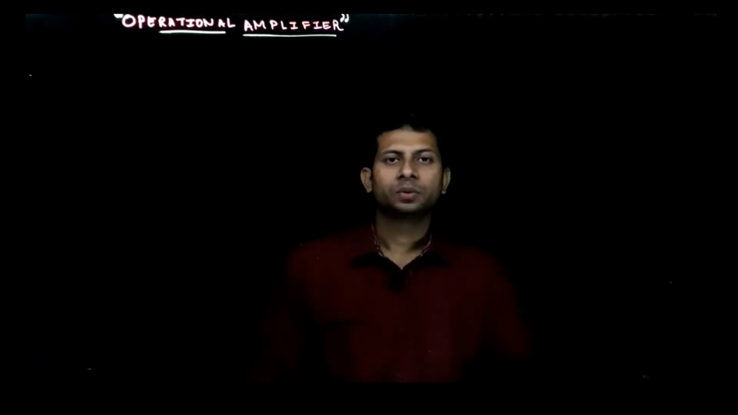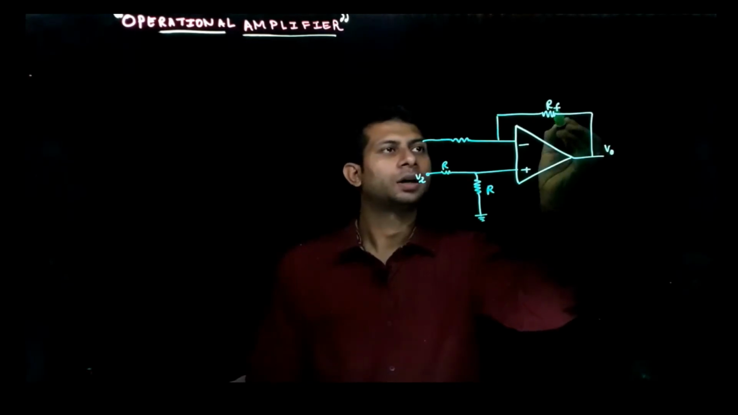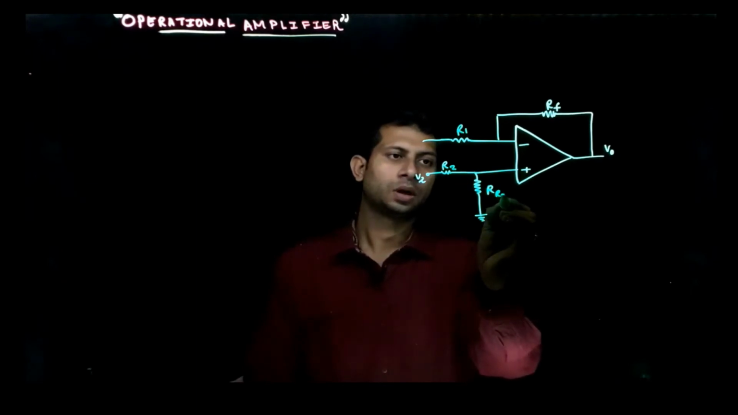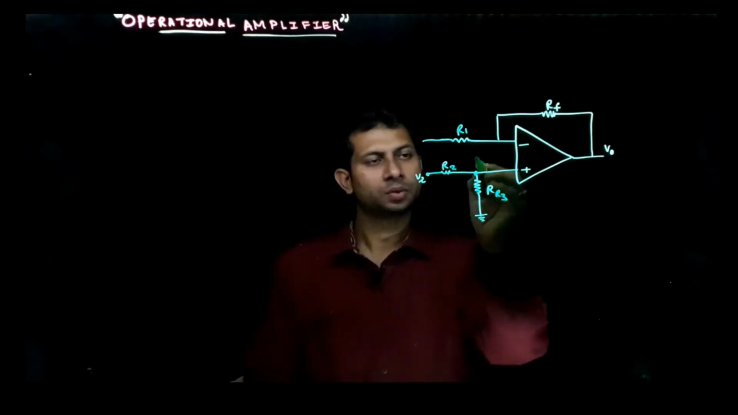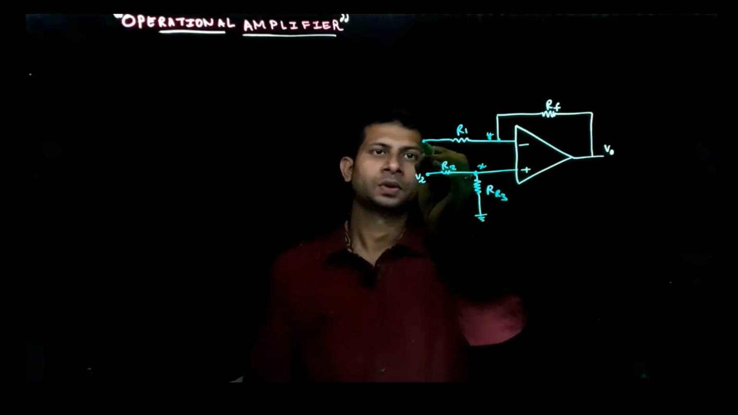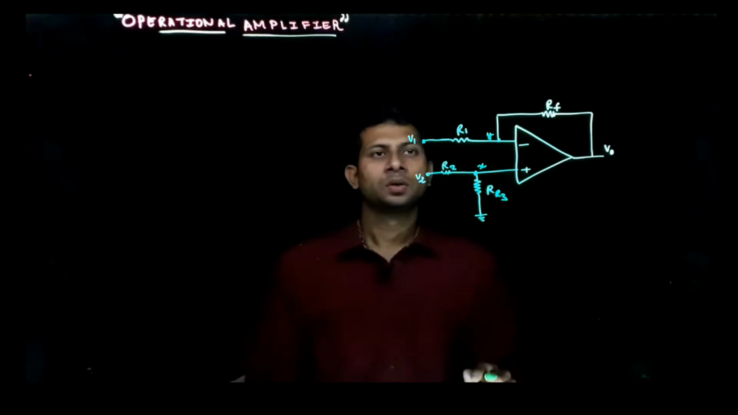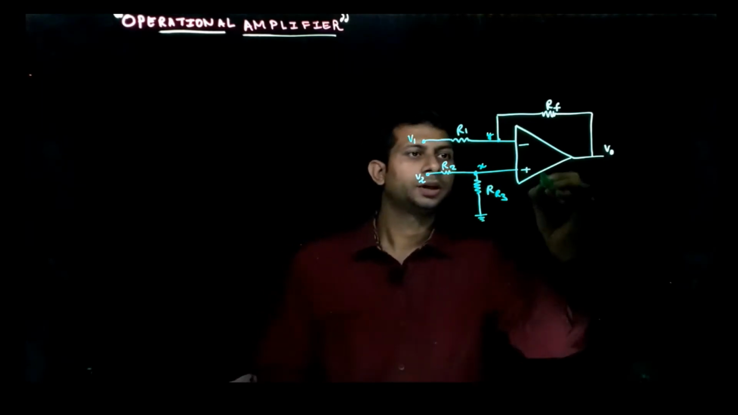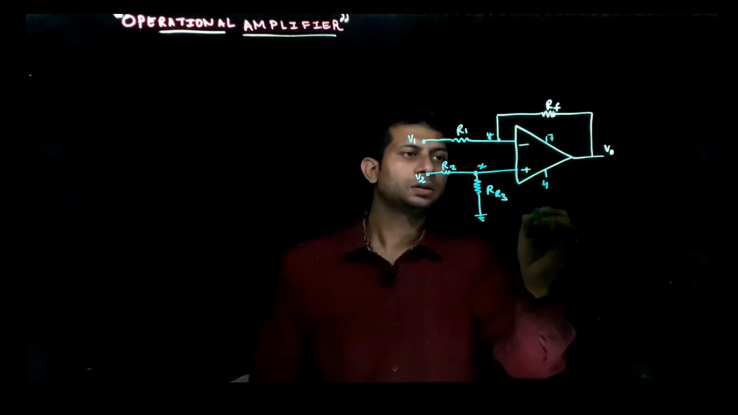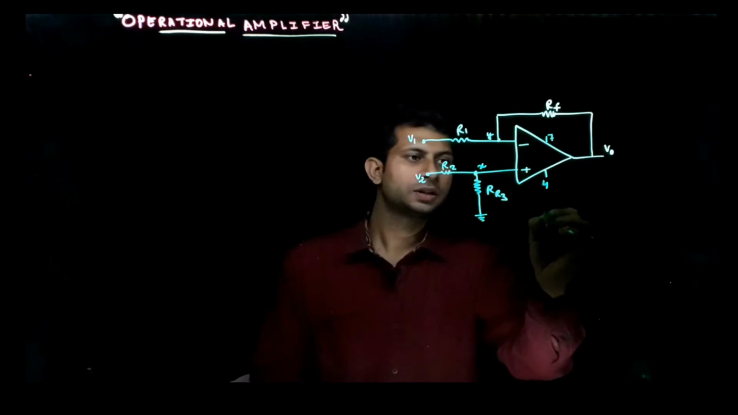And now today we will start discussing the difference amplifier or subtracting amplifier. Let's start. Let it be RF, R1, R2, R3, and these nodes are X, and let this node be Y, and here we have V1. Okay, this is the subtracting or difference amplifier.